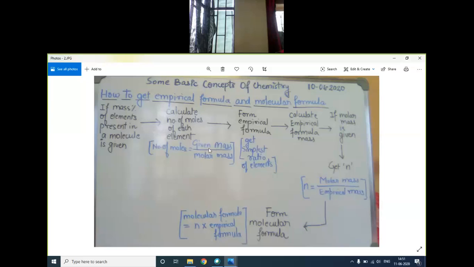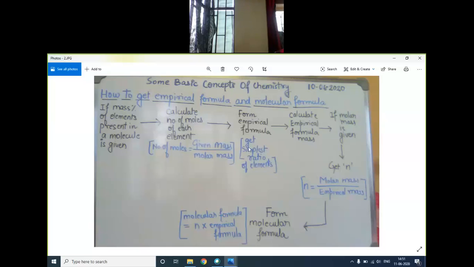Given mass, from where we will get? We will get from mass percentage of elements. And molar mass we already know for all the elements. So using this, we will calculate number of moles of each element. Since this number of moles represents the simplest ratio, we can easily form the empirical formula. Getting that simplest ratio of the atoms in the form of number of moles, we can form the empirical formula.